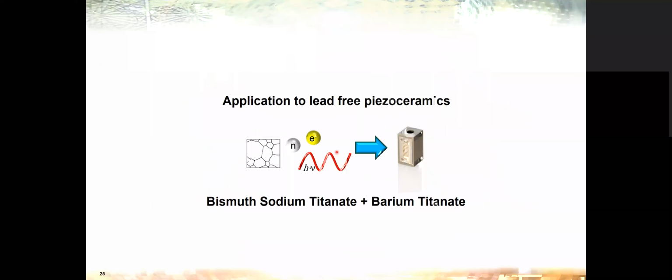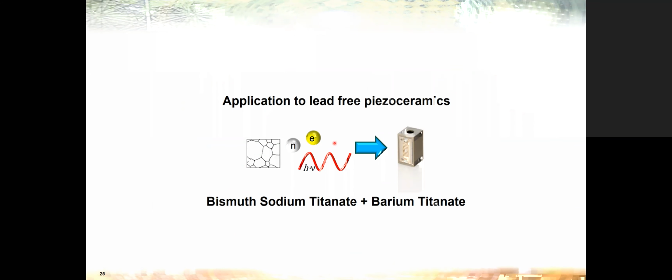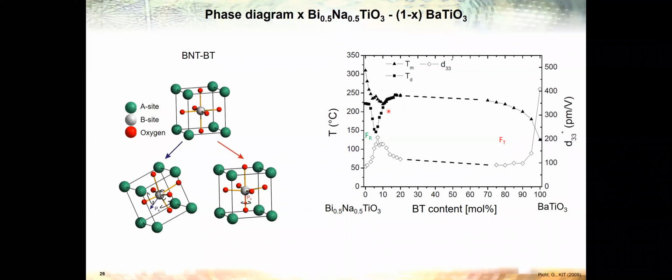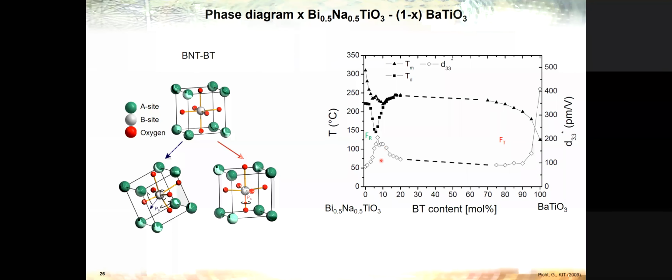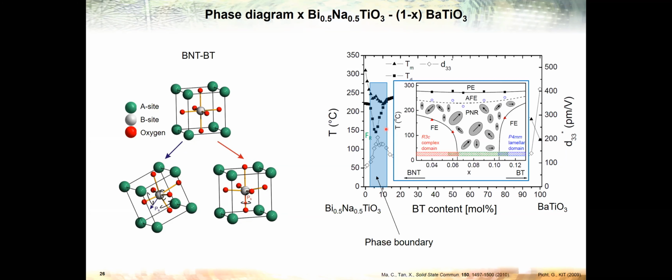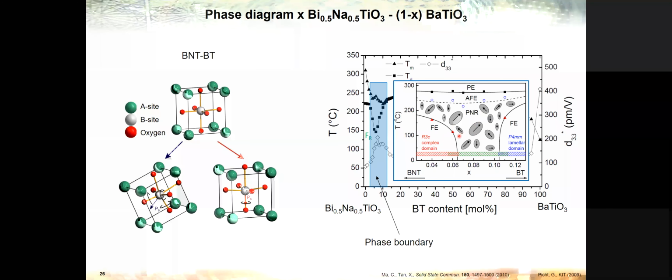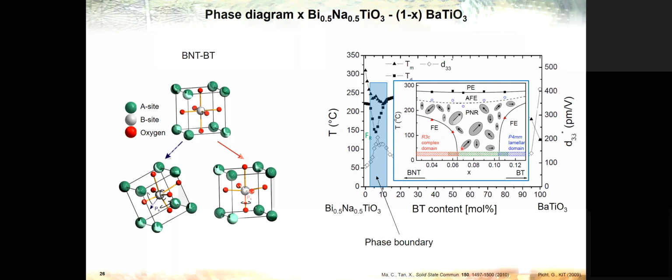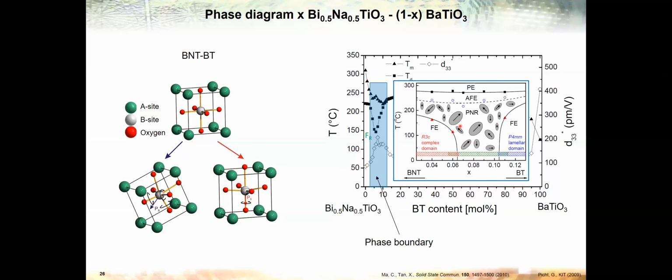Okay, so now can we apply this to lead-free piezo ceramics as well? For this, we had a look at the classic BNT-BT solid solution system. Here's the phase diagram. Around 6 or 7% we have a phase boundary again. We also have a rhombohedral and a tetragonal phase on both sides of the phase boundary. At the phase boundary itself, the structure is rather complex. There are still a lot of investigations going on about what exactly happens here.